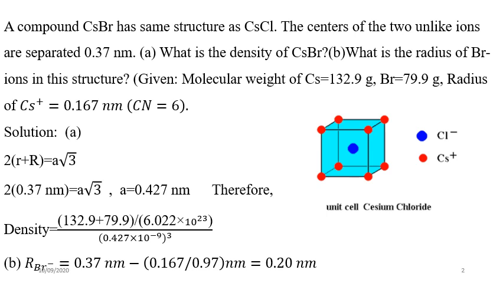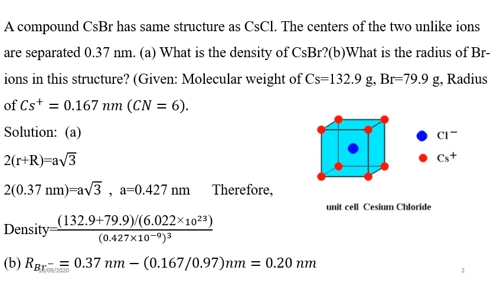So, first problem: a compound cesium bromide has the same structure as cesium chloride. The centers of the two unlike ions are separated by 0.37 nanometer. What is the density of cesium bromide? That is the first part. And the second part is: what is the radius of the bromine ion in this structure? We are given the molecular weight of cesium, that is 132.9 gram, and the molecular weight of bromine, that is 79.9 gram, and the radius of Cs+ is 0.167 nanometer with coordination number 6.